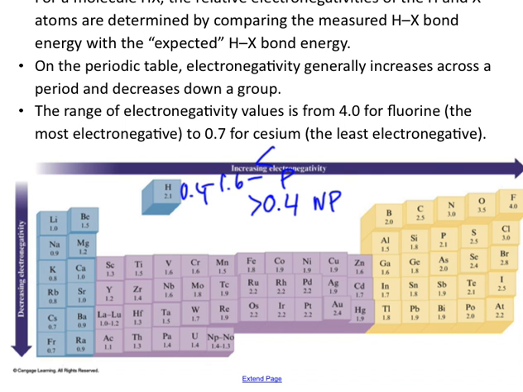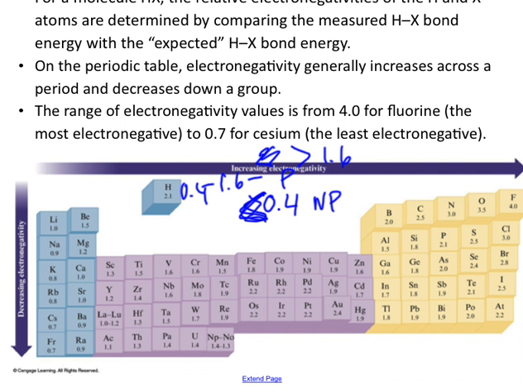And anything greater, I always do my signs wrong. Is that less than 0.4? Okay. That's right, right? Less than 0.4. Anything greater than 1.6 difference would be ionic. We don't do that. The AP doesn't do it.